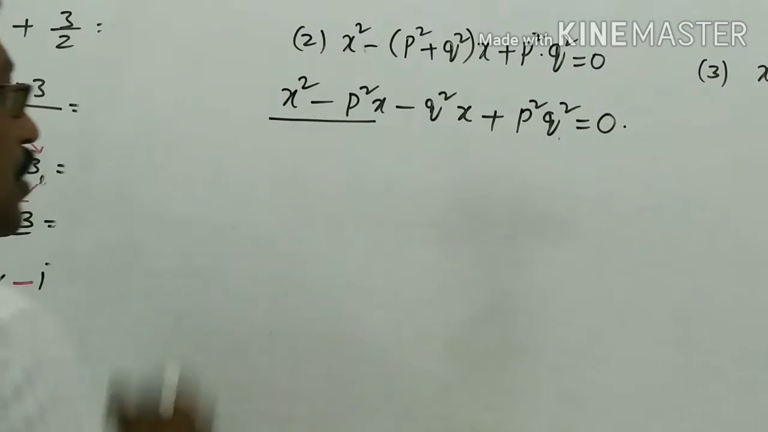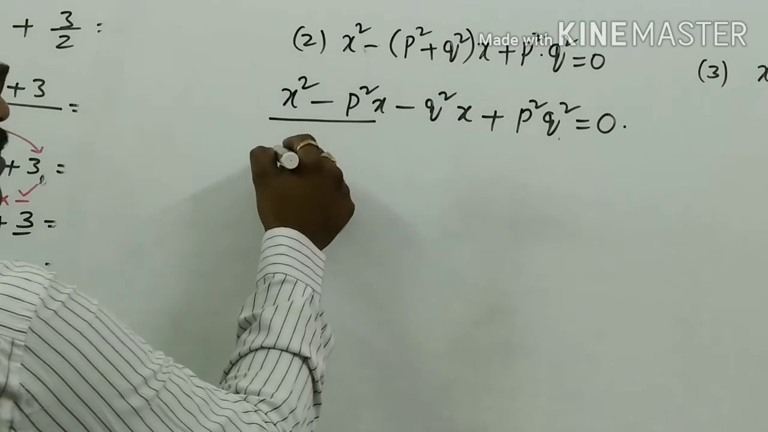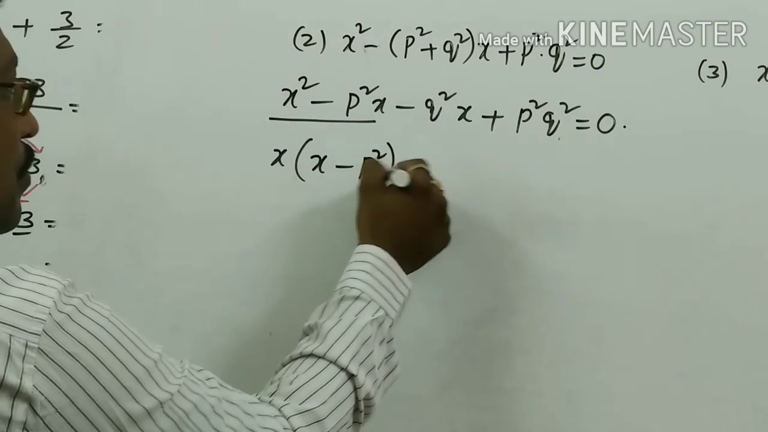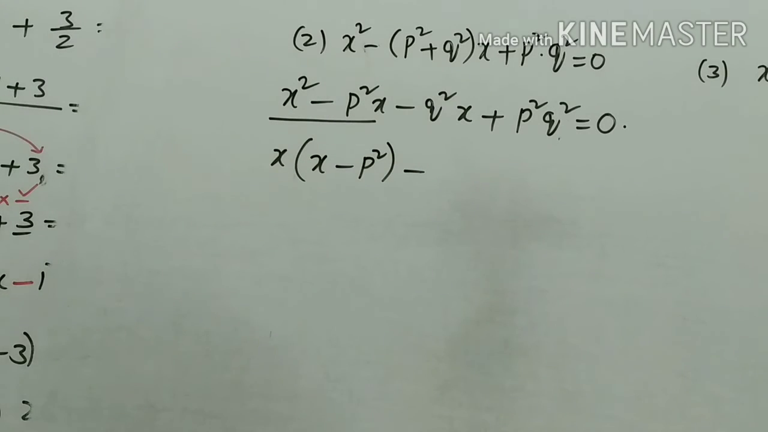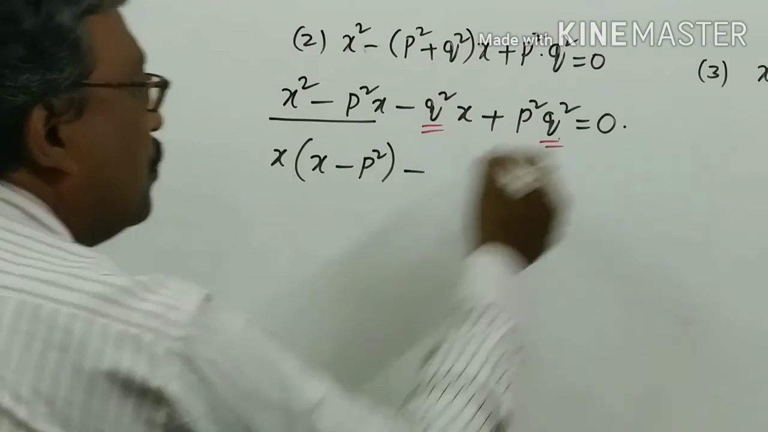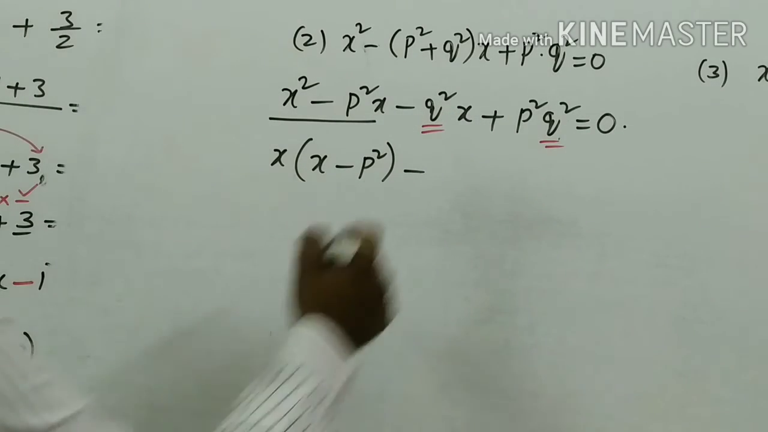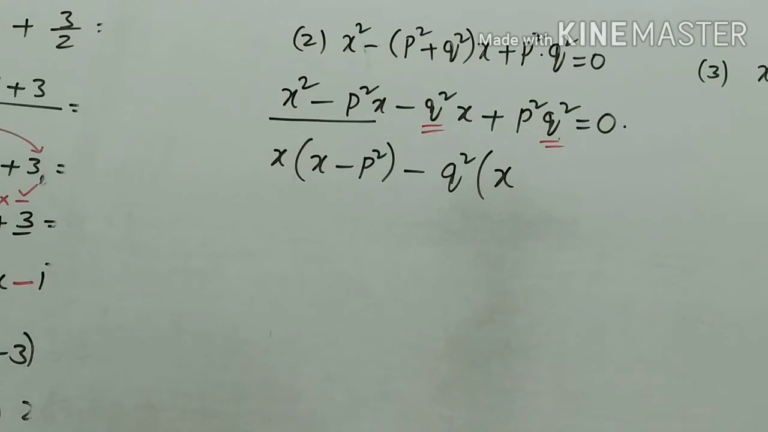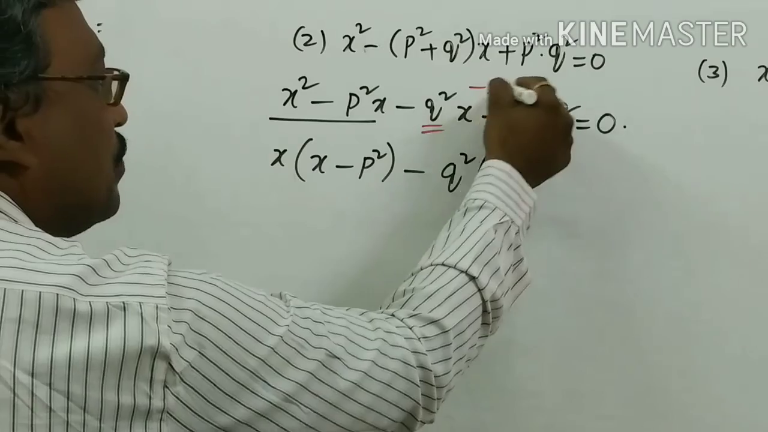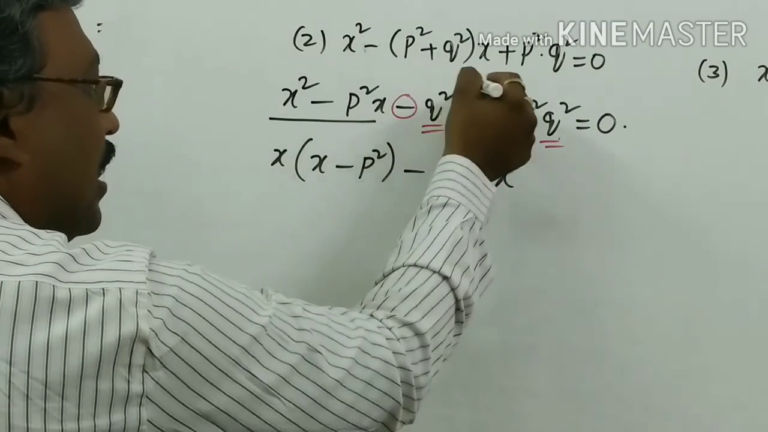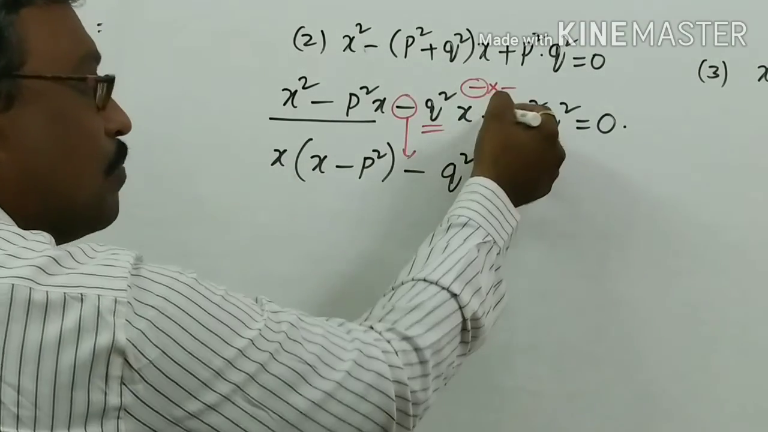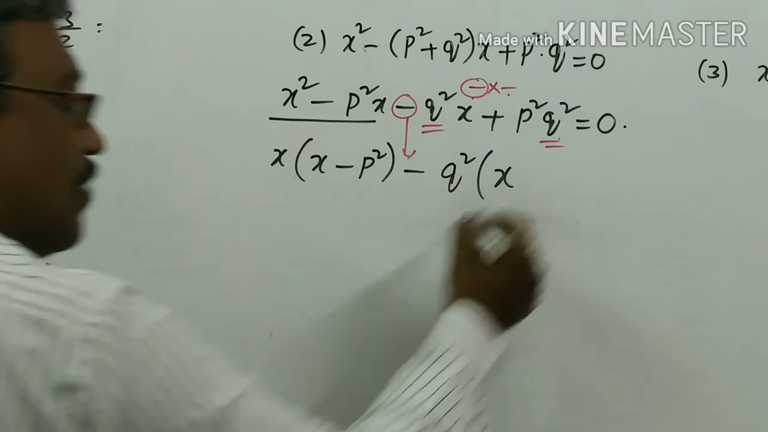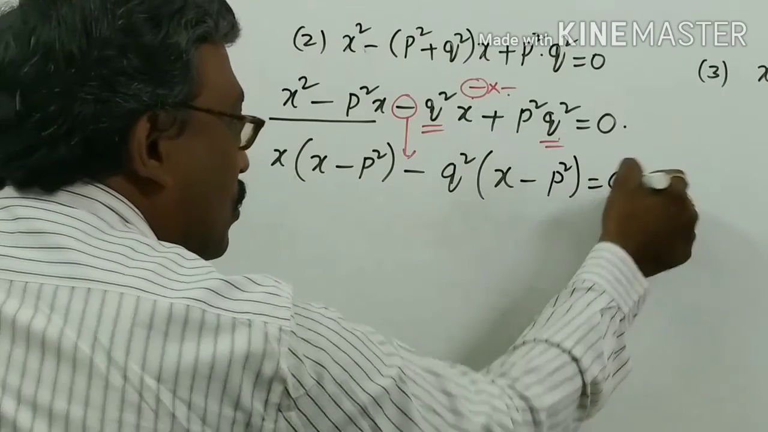Now look at the first two terms. What is common? x. x square and p square x, x common, x minus p square. Next two terms, here q square and q square, can we take q square common? Right. Now x, and here also the same case. Here plus is there. Plus means minus into minus, and taking minus common, then plus minus into minus 1, the other minus is left. Minus p square is equal to 0.